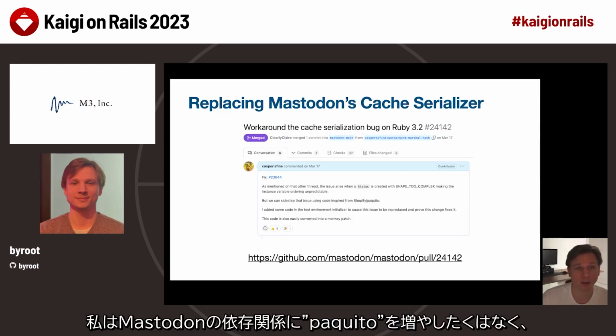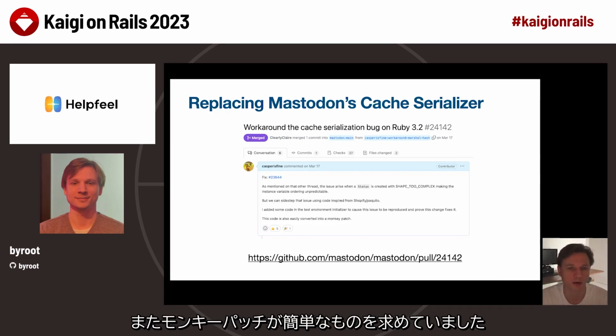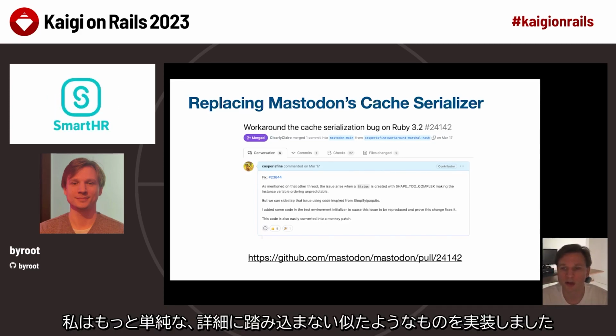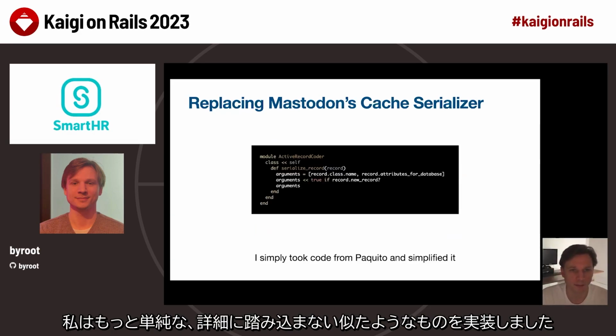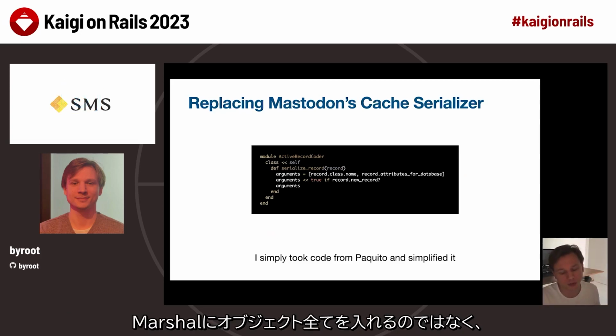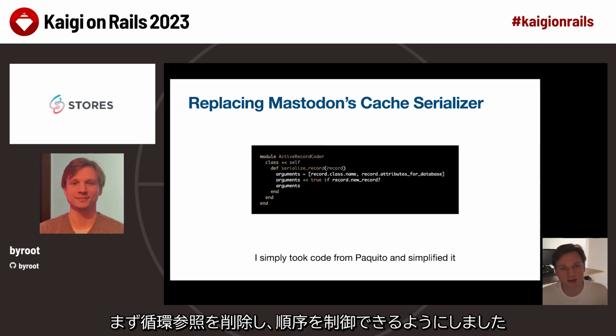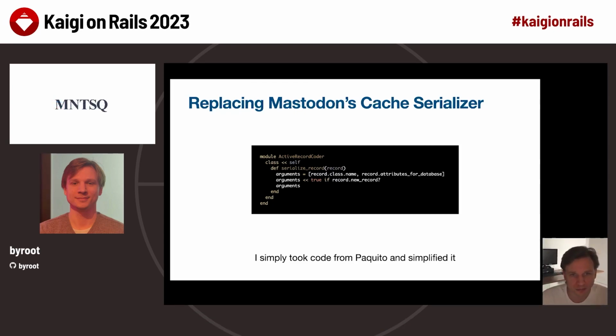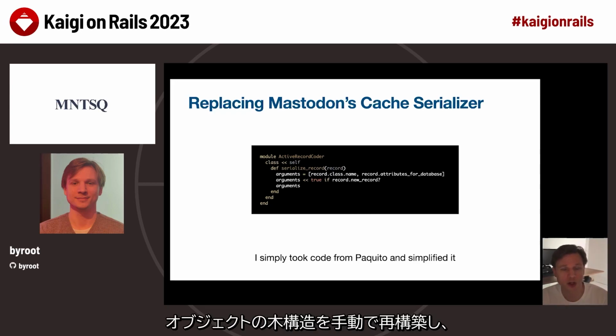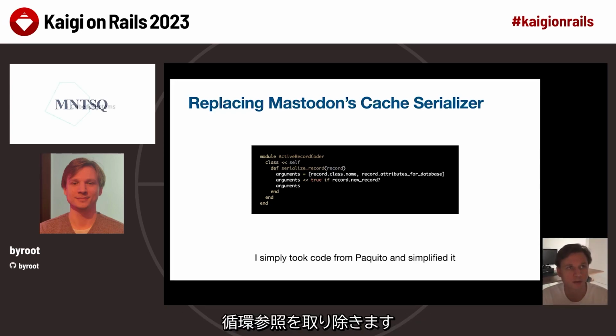So I went to implement it. I didn't want to force the dependency on Paquito onto Mastodon, and I wanted something easy to monkey patch. So I implemented something that works in the same way, but much more simplified. Without going too much into details, rather than give the whole object tree to Marshal, I first do a pass to convert it into simple objects so that I can control the order and reconstitute the object hierarchy manually, so that I don't end up with those circular reference issues.